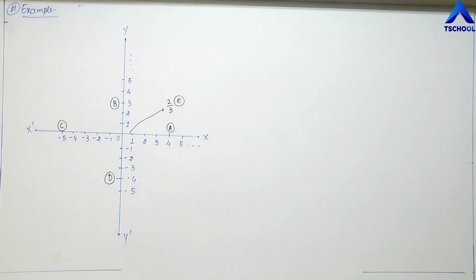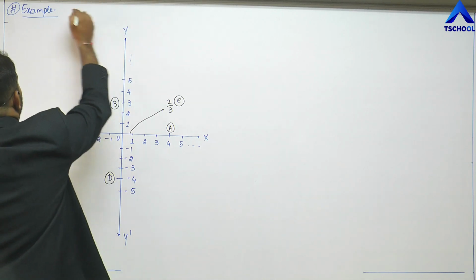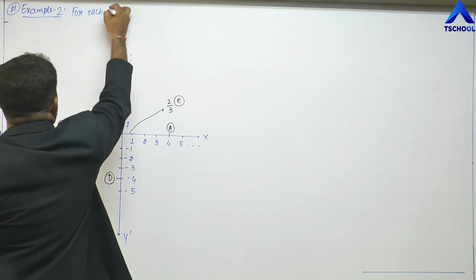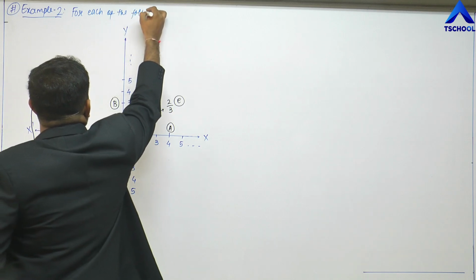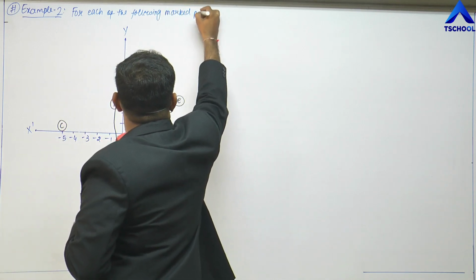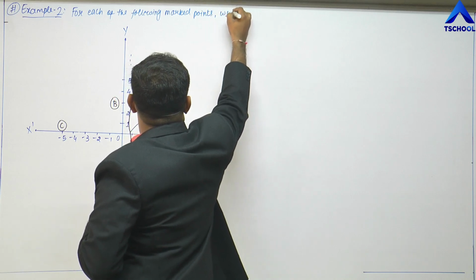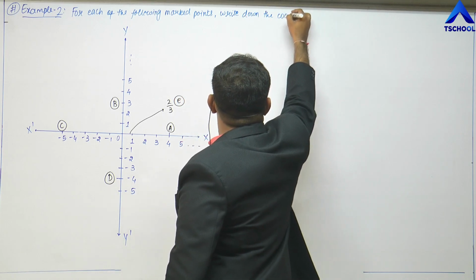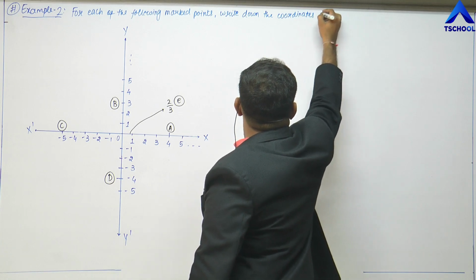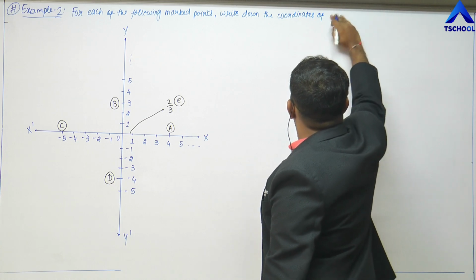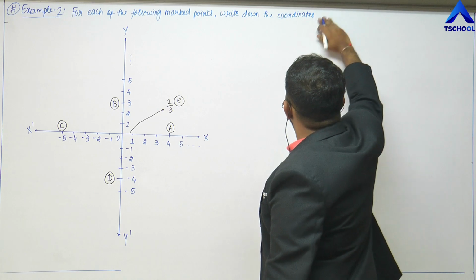Here the question given, friends, that is of example number 2, it is said that for each of the following marked points, write down the coordinates of each of them. For each of the following marked points, write down the coordinates, right?